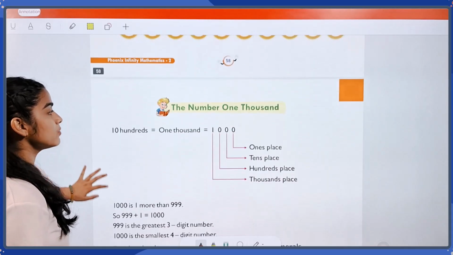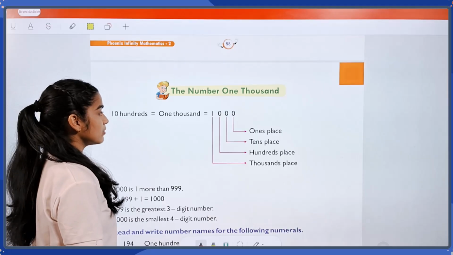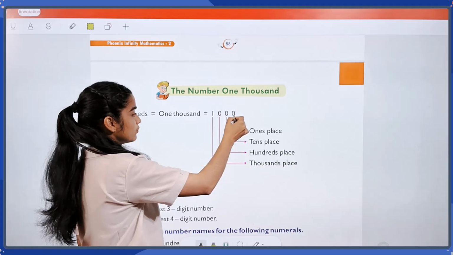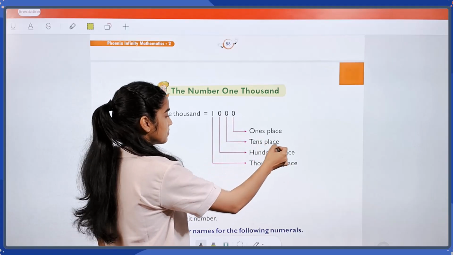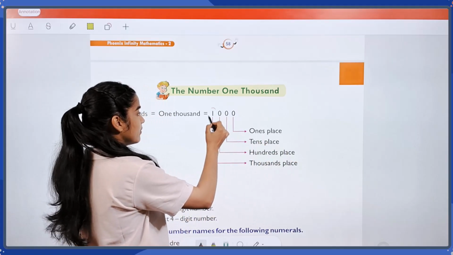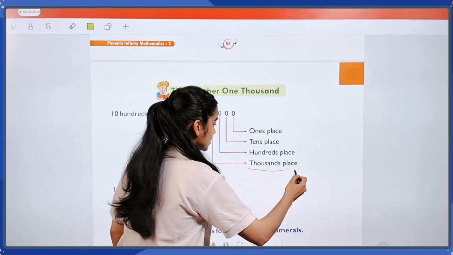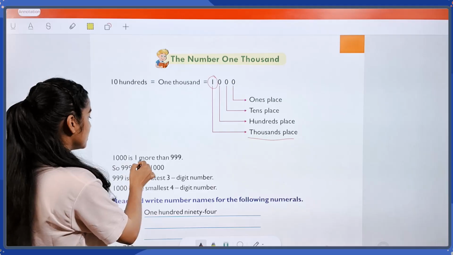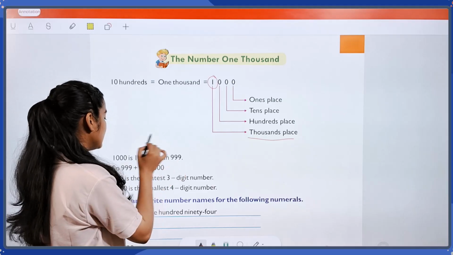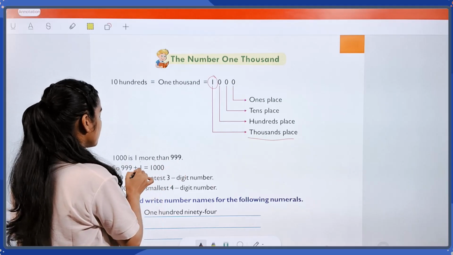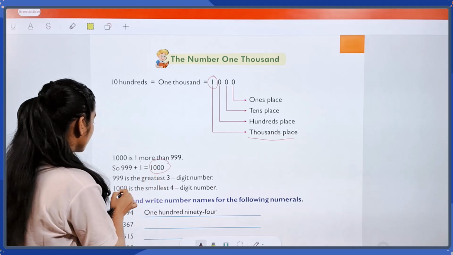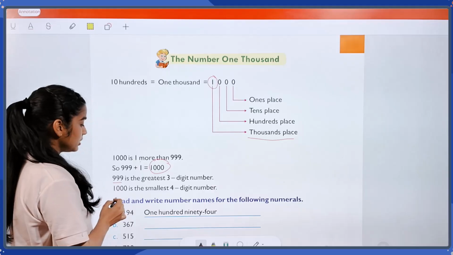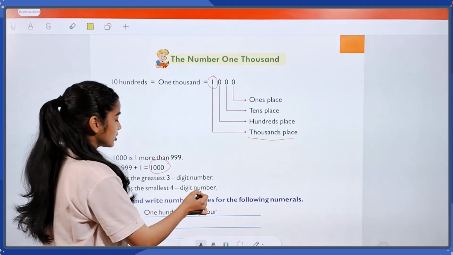Now the number 1000. 1000 is a 4-digit number because we have 4 digits, 1, 2, 3, 4. Ones place, tens place, hundreds place, and one new place, the thousands place, because now we have a 4-digit number. 1000 is 1 more than 999. So 999 plus 1 is 1000. 999 is the greatest 3-digit number and 1000 is the smallest 4-digit number.